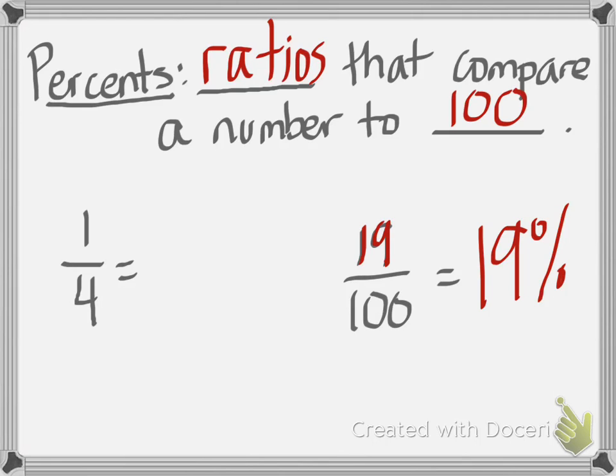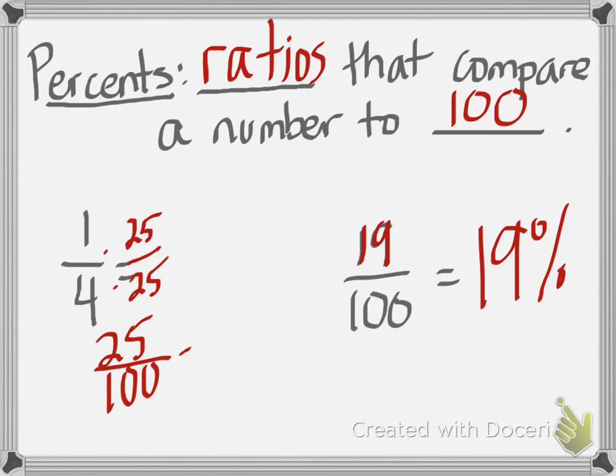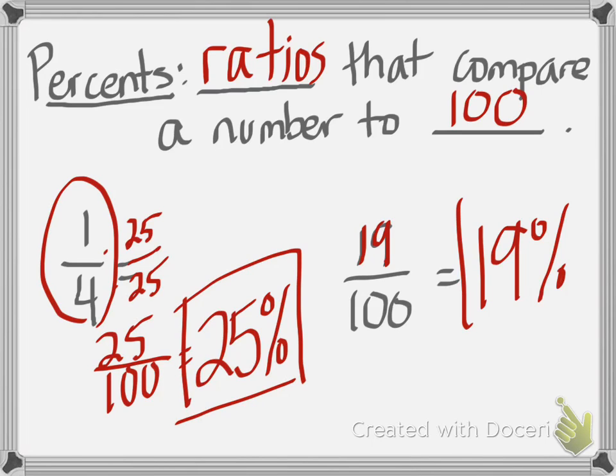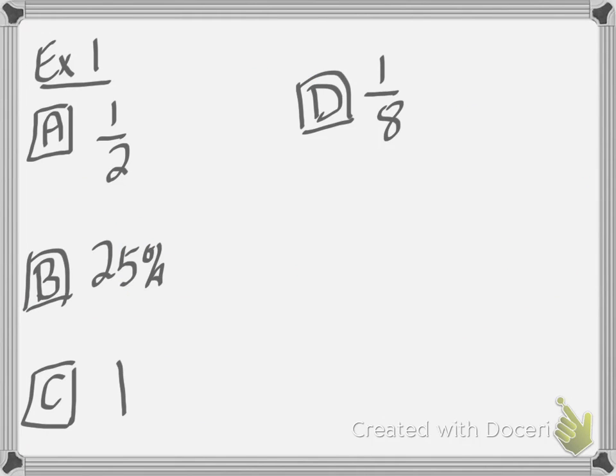1/4 is not in terms of 100, but if I multiply by 25 over 25, I would get 25 over 100, which I can write as a percent, 25%. And hopefully some or most of you saw that 1/4 is 25%. You already know that. 4 quarters in a dollar, and each quarter is worth 25 cents. In example 1, you're going to be converting fractions to percents and percents to fractions.